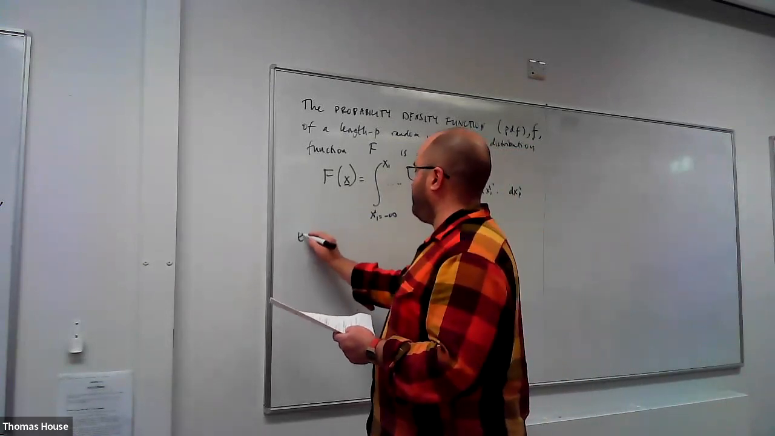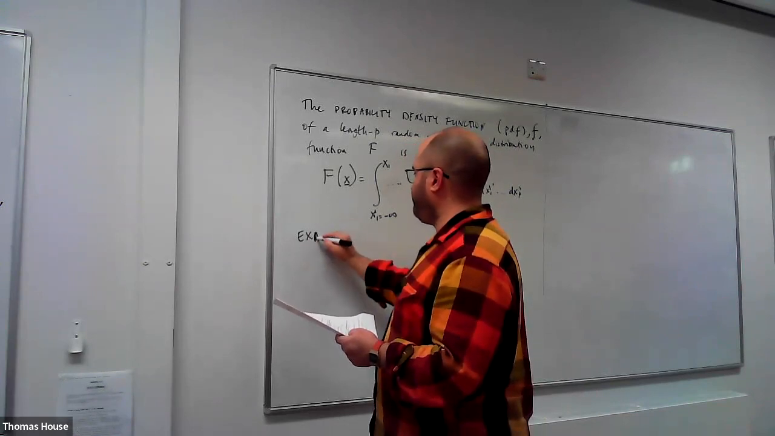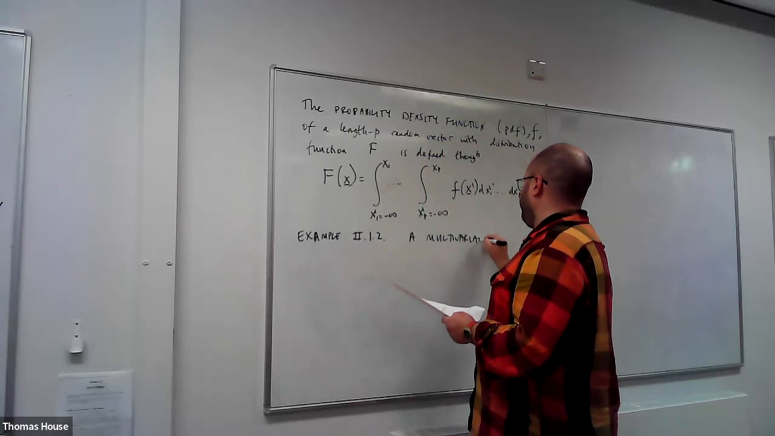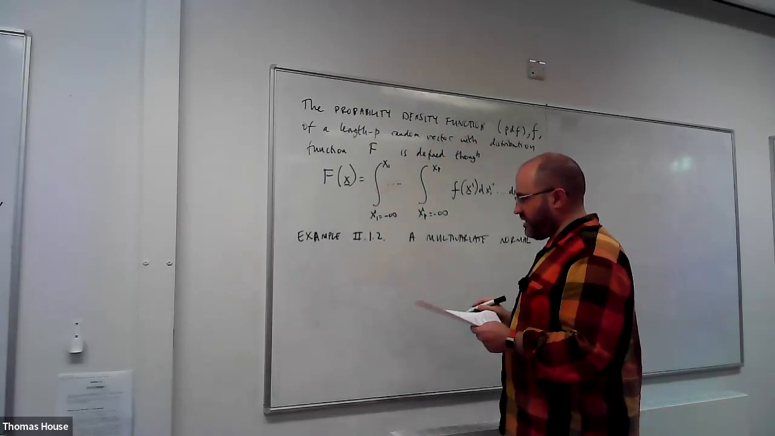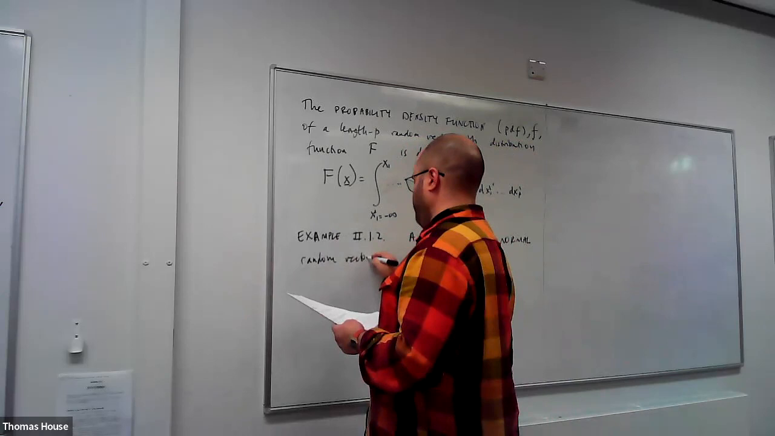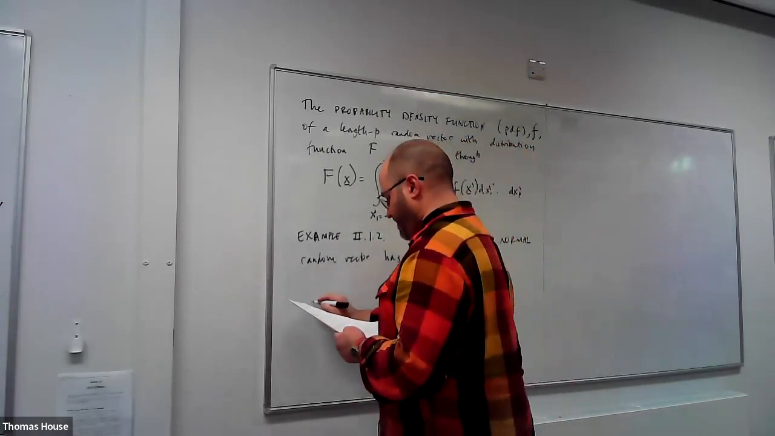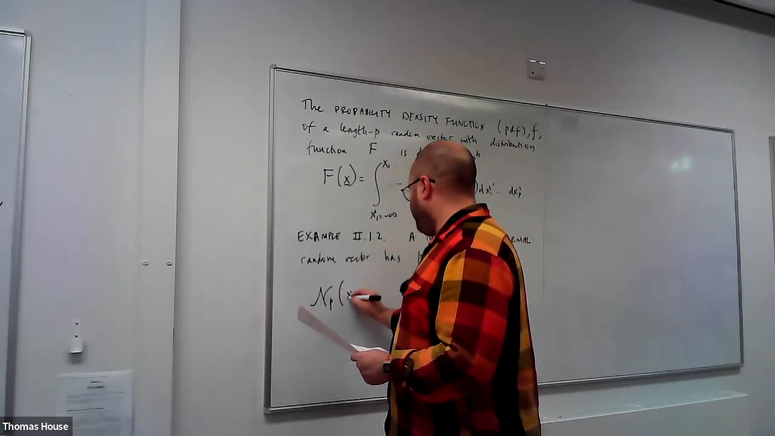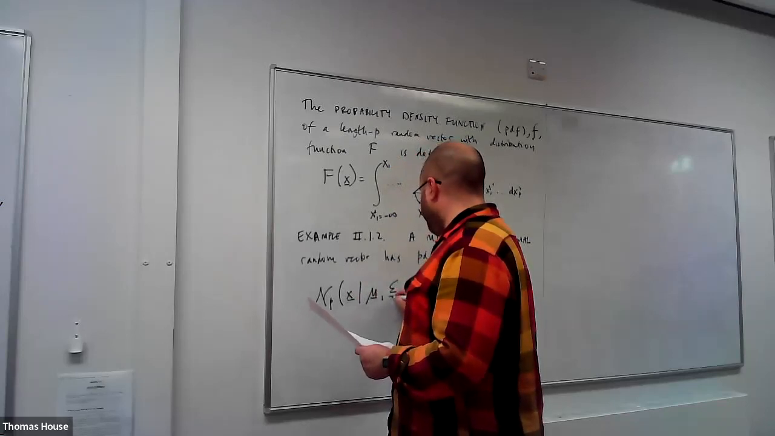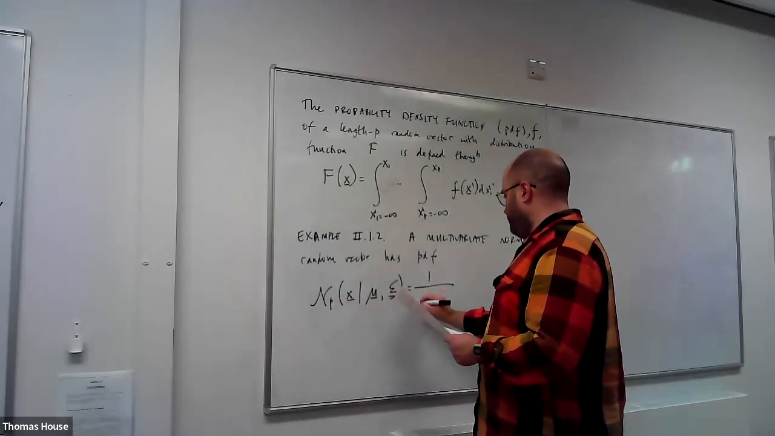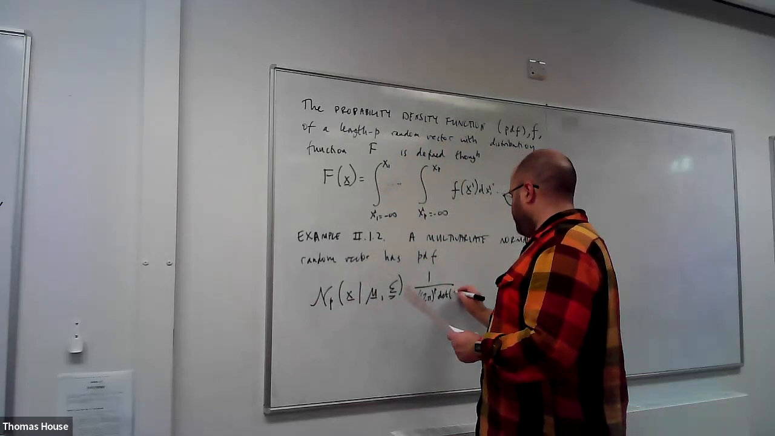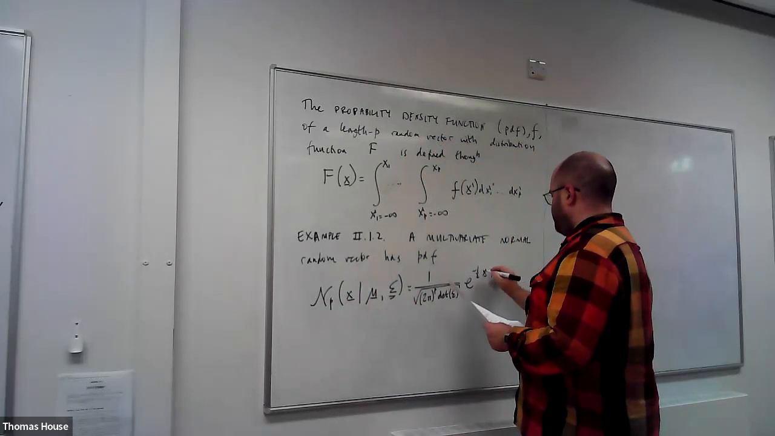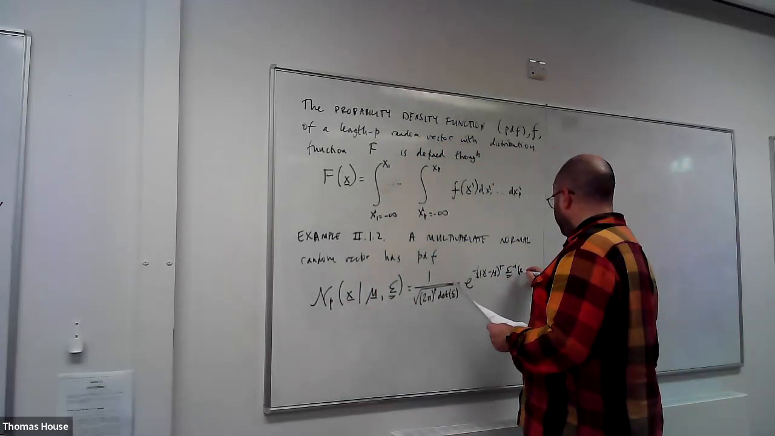So let's give an example of that, and this year we're going to get very, very, very familiar with this example. Multivariate normal random vector. That's PDF. And we're going to write this like N, and again, we'll subscript p, but not always. And that has an argument of x, and it has some parameters, mu and sigma. And it's 1 over root 2 pi to the p times the determinant of sigma, times e to the minus a half x minus mu transpose sigma inverse x minus mu.